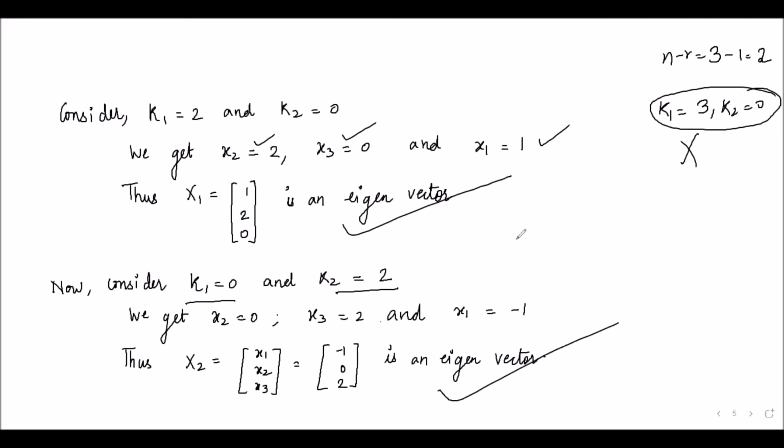So corresponding to eigenvalue lambda equal to 2, we have evaluated two eigenvectors, x1 and x2. Now let us proceed further to find the eigenvector corresponding to the second eigenvalue, which is 8.